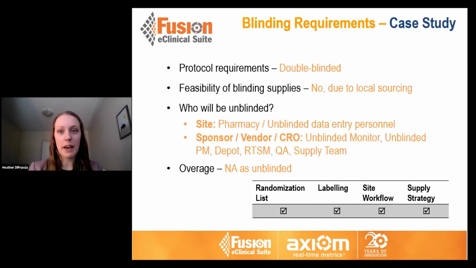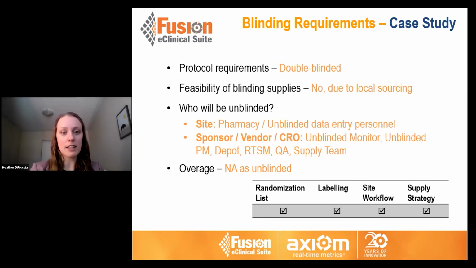So here, I'm going to skip ahead to the case study because I think that really helps us discuss some of the aspects. So here we're talking about a double-blinded protocol, and again, our blinded supplies. We're not able to do that. We have to do local sourcing. We're not able to procure the inventory that we need. And who's going to be unblinded? So I think I touched on most of these.